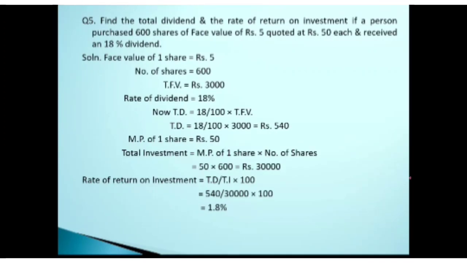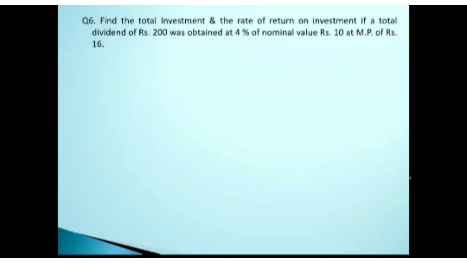So just take down the next question. Here is the question: find the total investment and the rate of return. Here the total dividend is given to be 200, and the rate of dividend is given to be 4%. Nominal value is another name for face value, so that is given to be rupees 10, and the market price is given to be rupees 16. So just proceed in a similar manner, all of you, and try to get the answer.